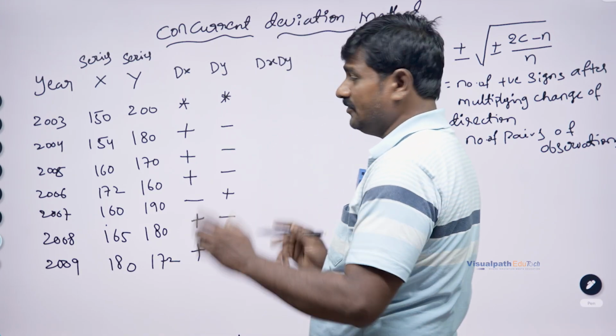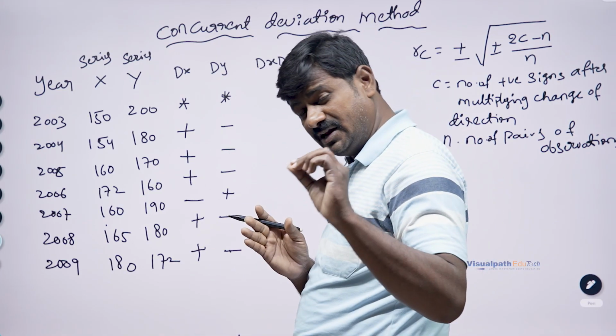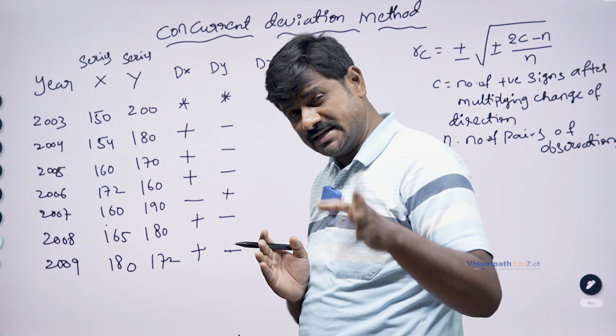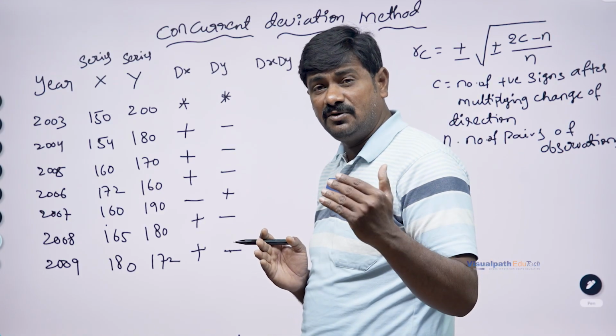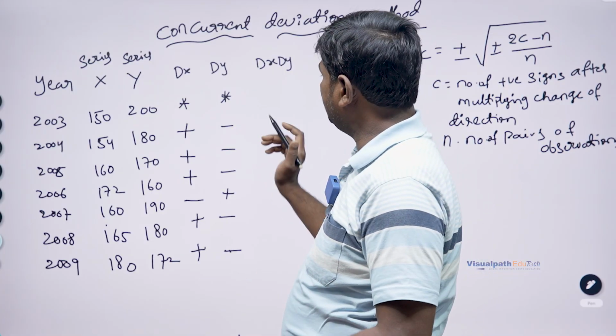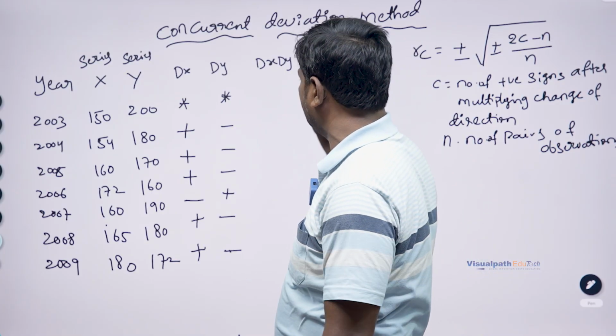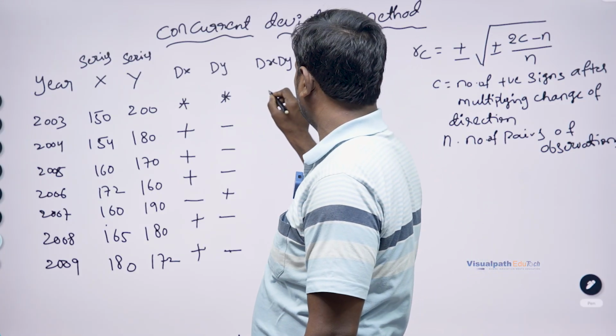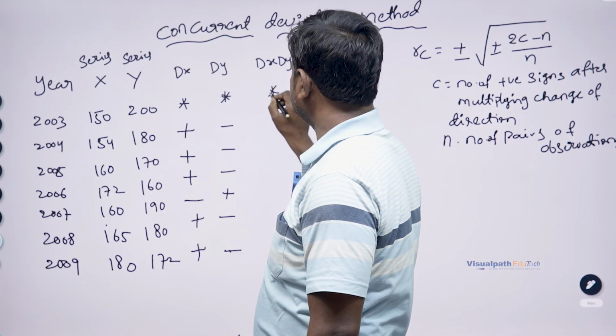If the variable value is decreased, we have to put a minus sign. If the variable value has increased, we have to put a plus sign. So similarly, what about here? We have to do dx and dy. For the first year there is no information, so put it as a star again.